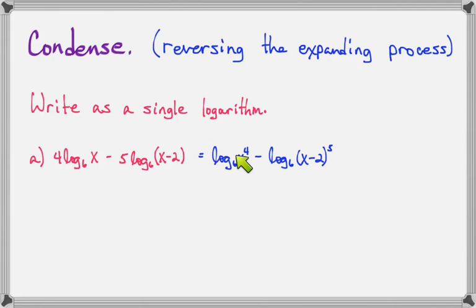So all I've done is taken the 4 and put it back as an exponent, and I took the 5 and put it back as an exponent. Now I see that there's a minus in front of this log term, so that must mean that when it was a single log term, this was in the denominator of the argument. So it's log base 6 of x to the 4th over x minus 2 to the 5th.